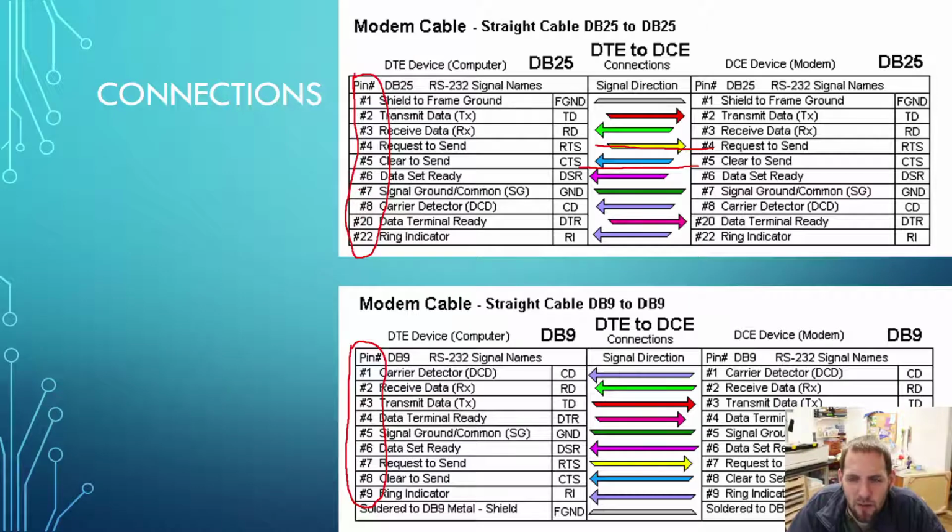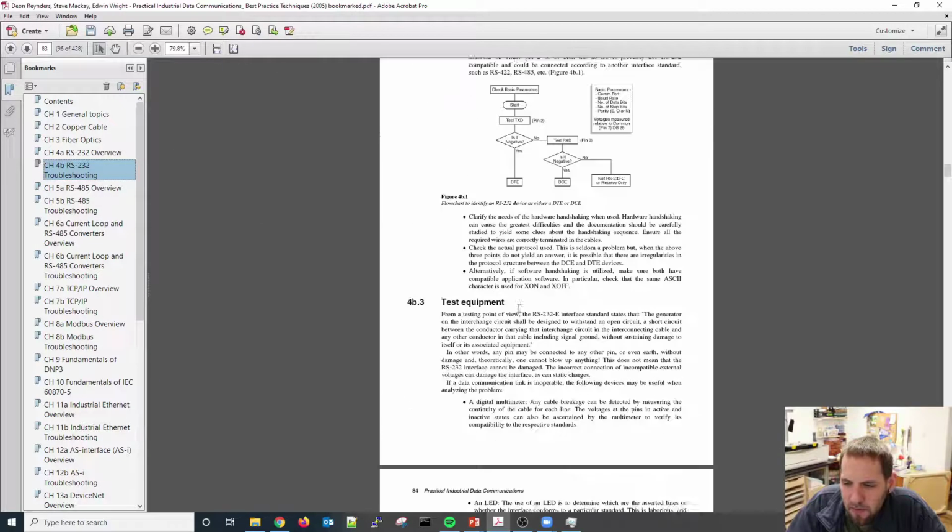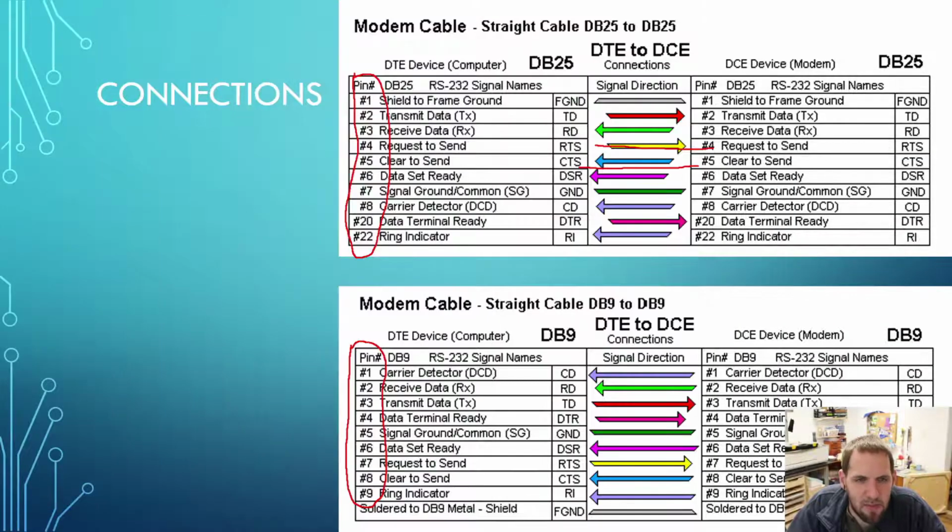Now, notice we don't have all 25 listed here. In this book, I believe all 25 are listed. I'll come back to that in a little bit now that I think about it. I think I have a page marked. But anyway, not all 25 are being listed up here. These are just the most used ones. Notice it's overall the same on both of them.